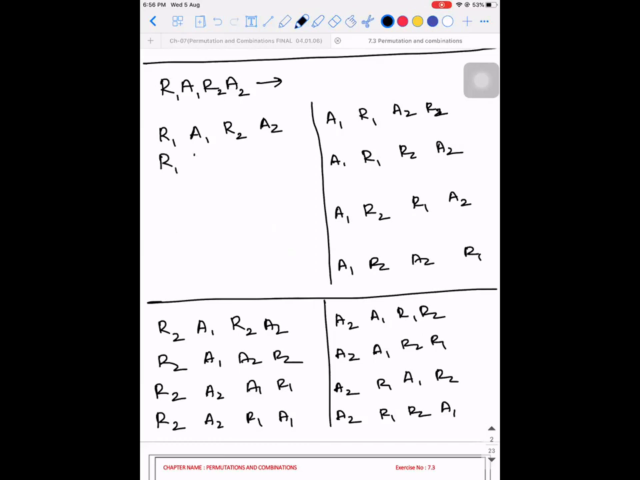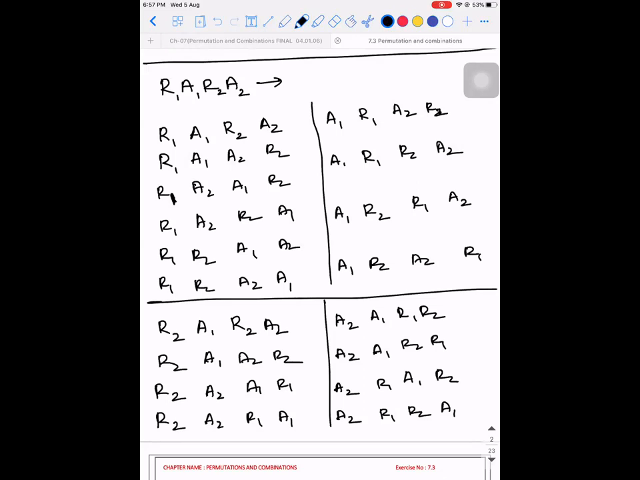So R1 is fixed, A1, A2, R2. R1 is fixed, A2 is fixed, R1. So A2, similarly R2. A2 is fixed means what is left out? A1, R2, R2, A1. Correct? R1, R2 fixed means A1, A2, A2, A1. Is it clear till this step? Yes, sir. Now using the same logic, you tell me what should be fixed.